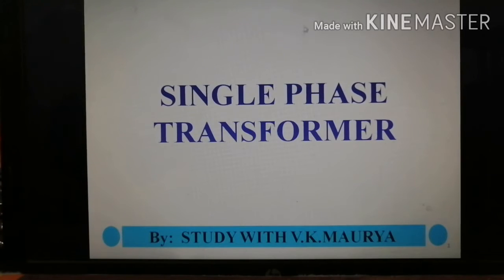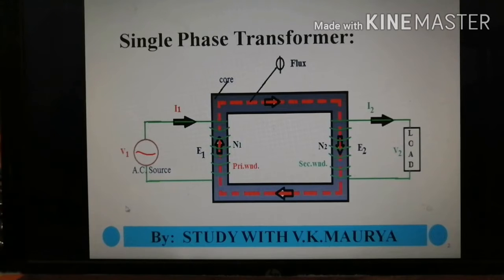Students, today my topic is single phase transformer. Now see the diagram first. Yes, this one is the diagram for single phase transformer. This one is known as the core. Two windings are wound over here. One is primary winding and other one is secondary winding. With the primary winding, the alternating source is connected, and load is connected with the secondary winding.